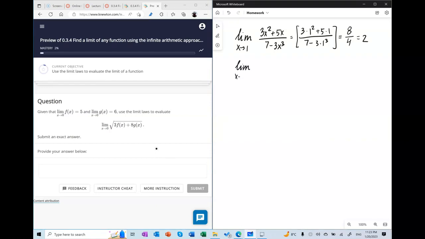Same thing. In this case, we cannot say that we plug in 0 for x, but since both f and g are assumed to have a limit, and square root is a continuous function, we can pass the square root outside of the limit and then distribute the limit to each of these expressions.